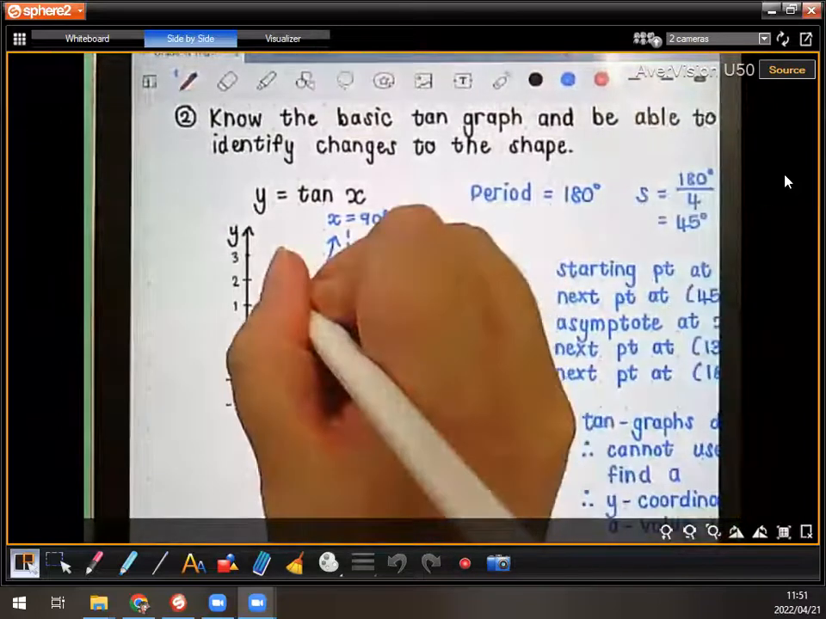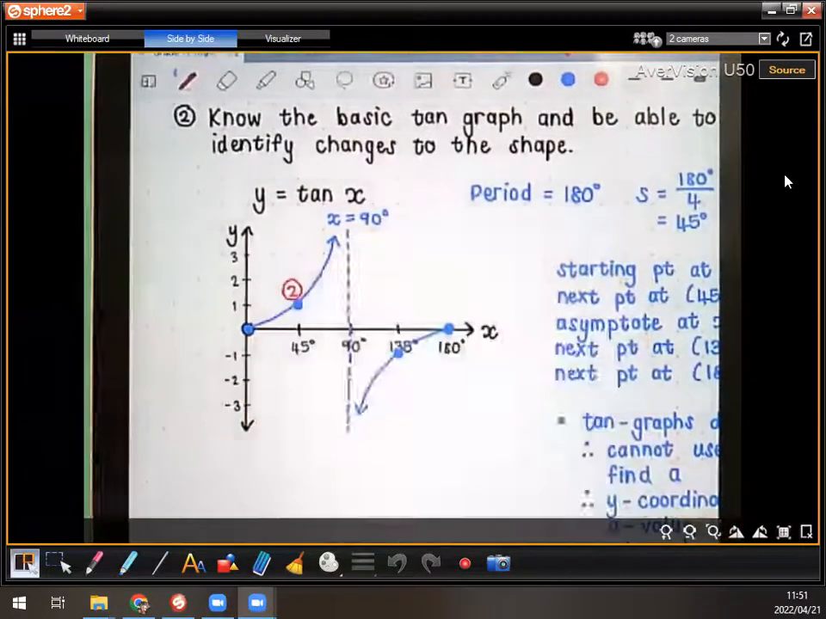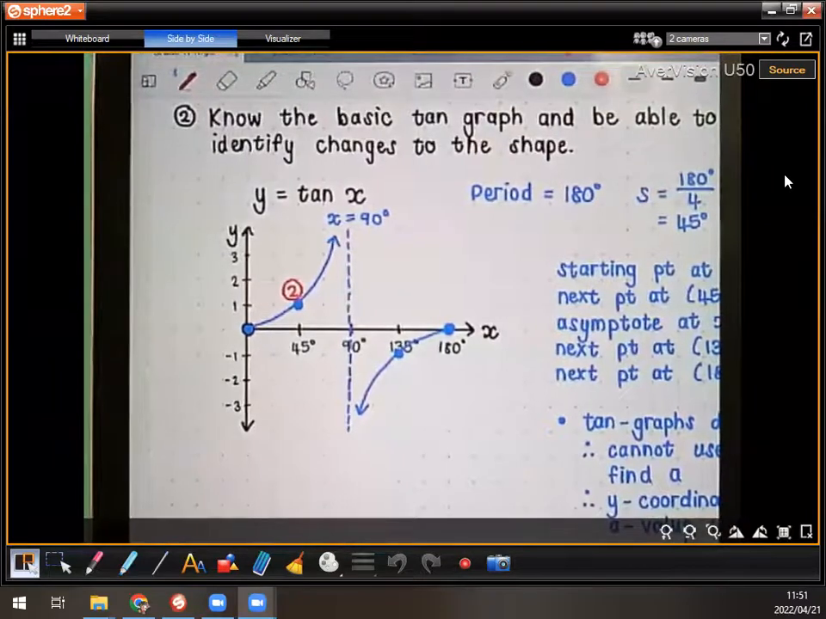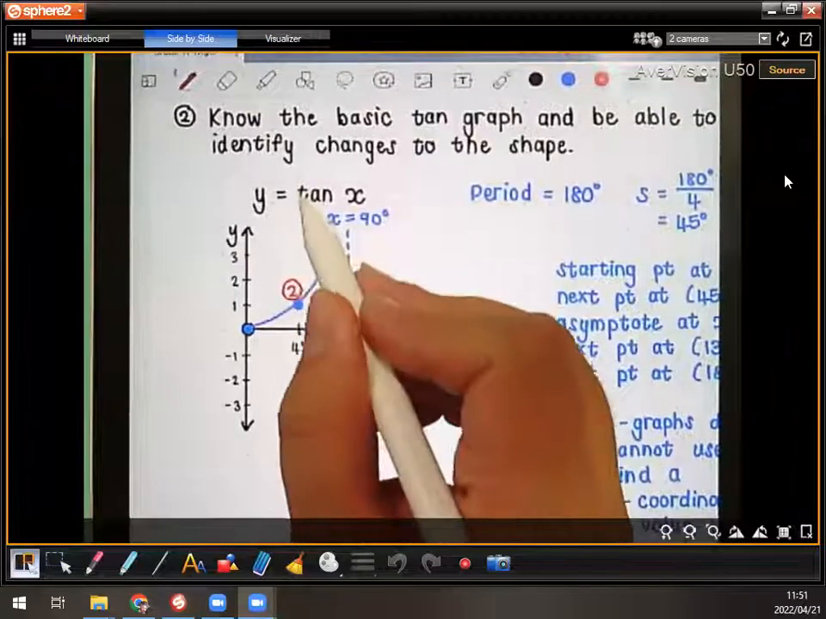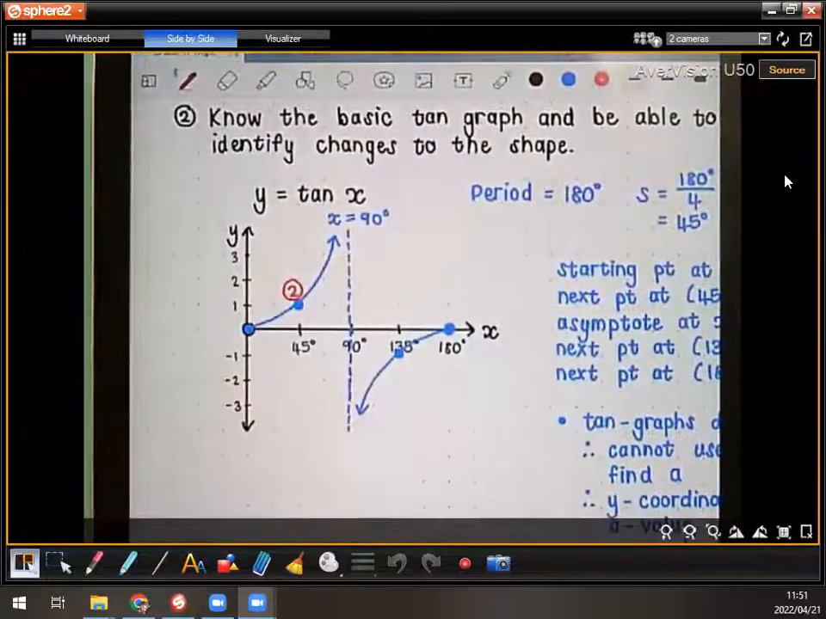You want to maybe label it on your graph as well. That is the point that's going to give us our A value. Okay, the y coordinate of that point. So 1 in this case. Our A value here is 1.